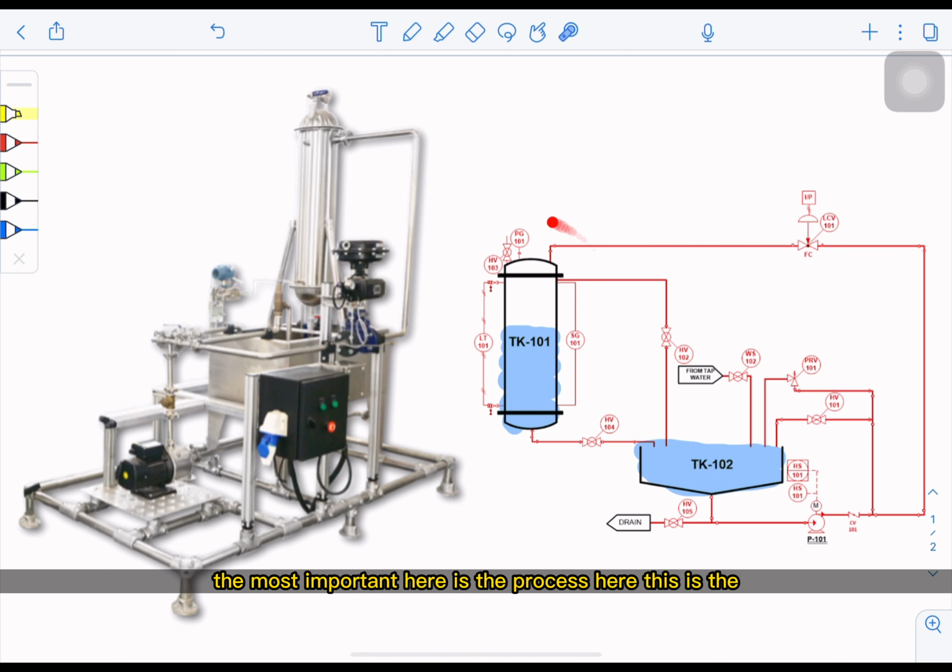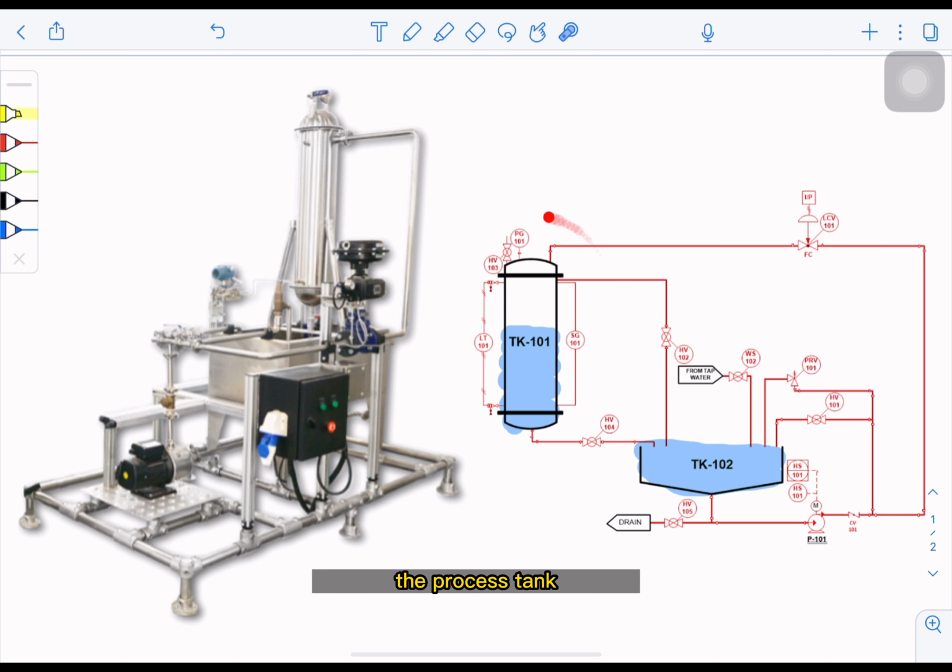The most important here is the process here. This is the process tank. Okay, thank you.